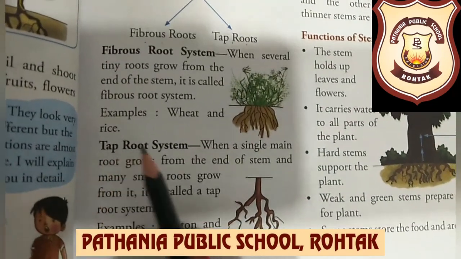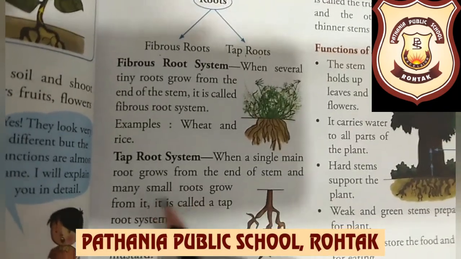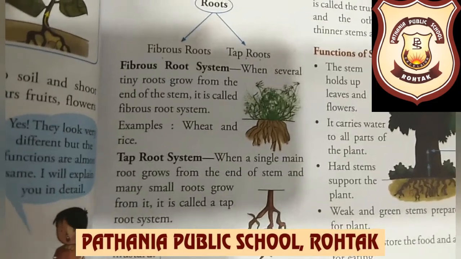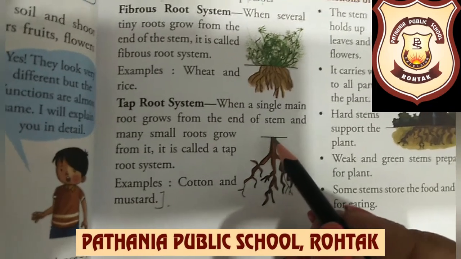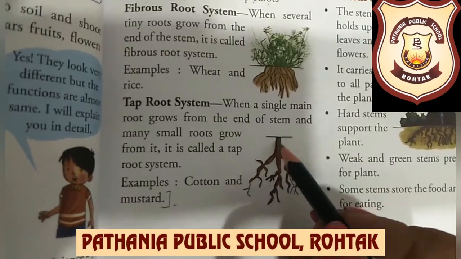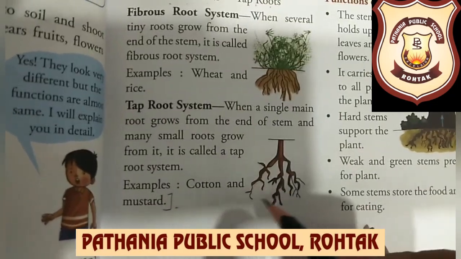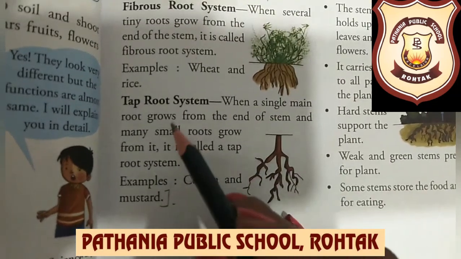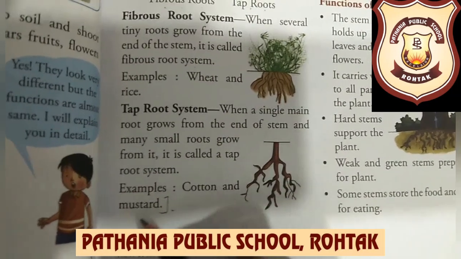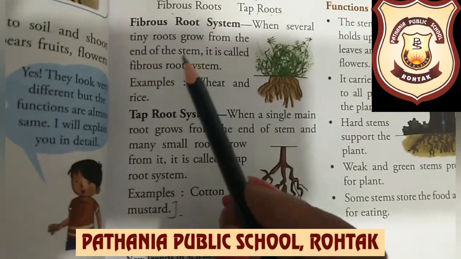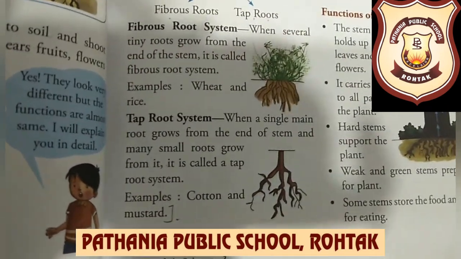Now next is taproot system. When a single main root grows from the end of the stem and many small roots grow from it, it is called a taproot system. See beta, as you can see in the diagram also, a single root grows from the end of the stem and after that many roots grow. So this type of root system is known as taproot system, and examples of taproot system are cotton and mustard. So we have mainly two types of root system: fibrous root system and taproot system.